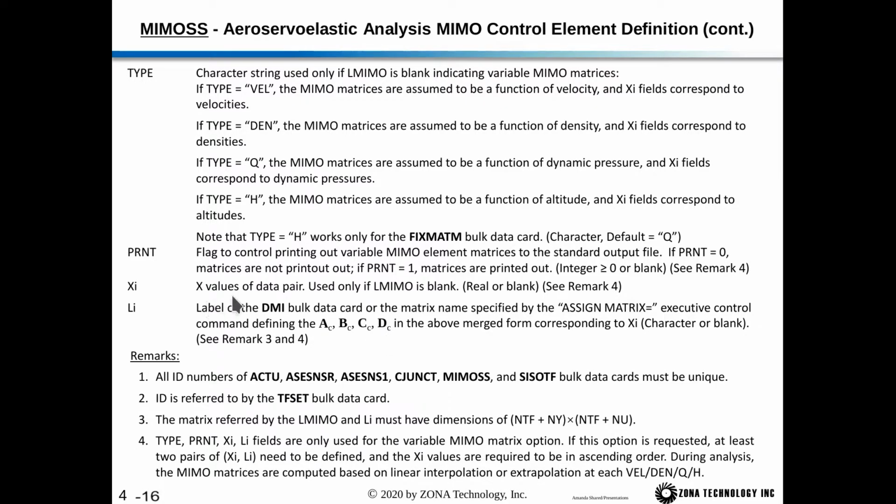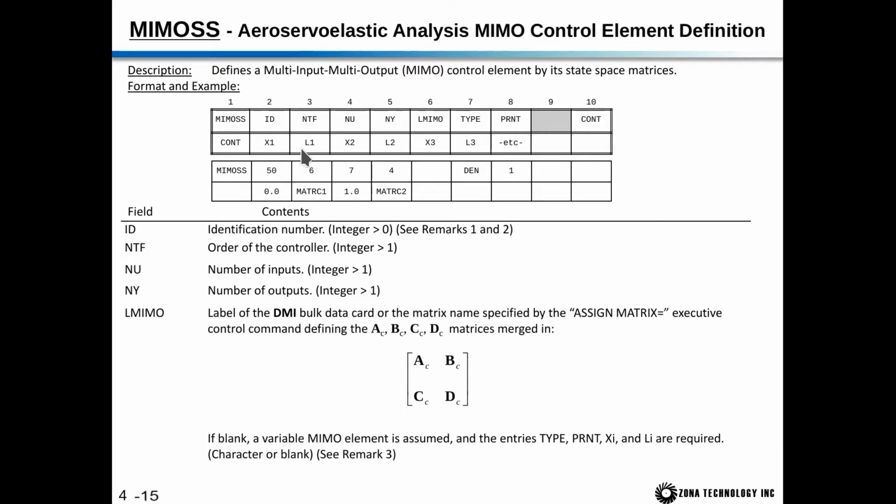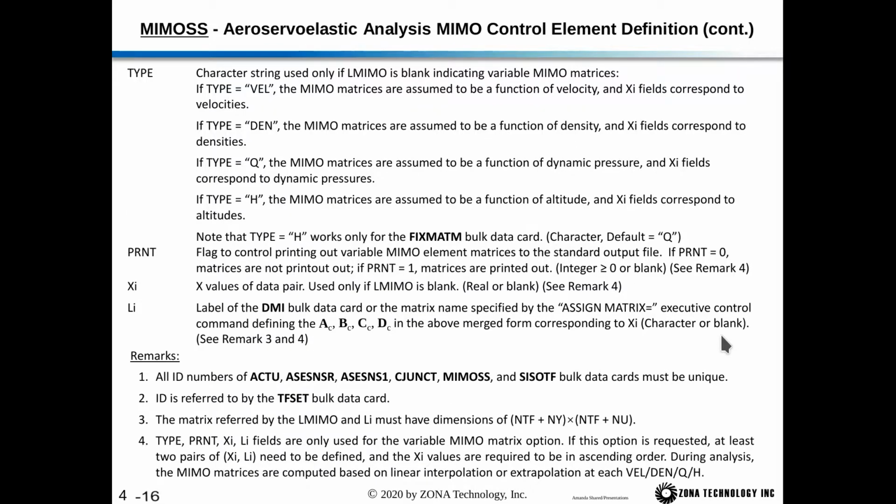XI are the X values of the data pair, and LI are labels of the matrix names, the ABCD matrices. So if we go back here, you can see we have X1, L1, and then X2, L2, X3, L3, and so on and so forth. Of course, the matrix size must be dimensions NTF plus NY by NTF plus NU.